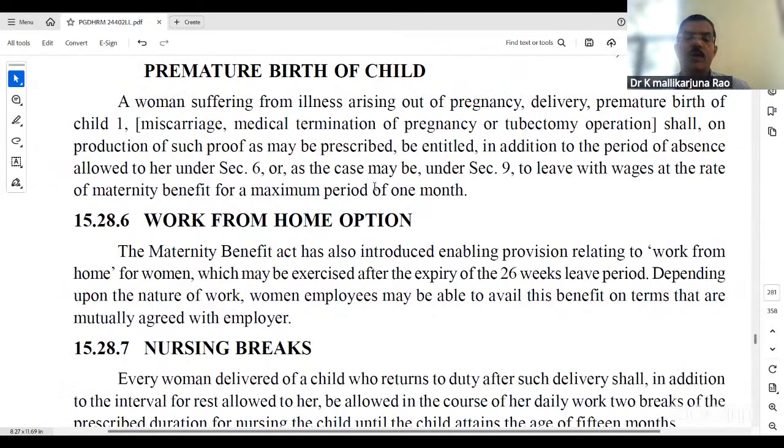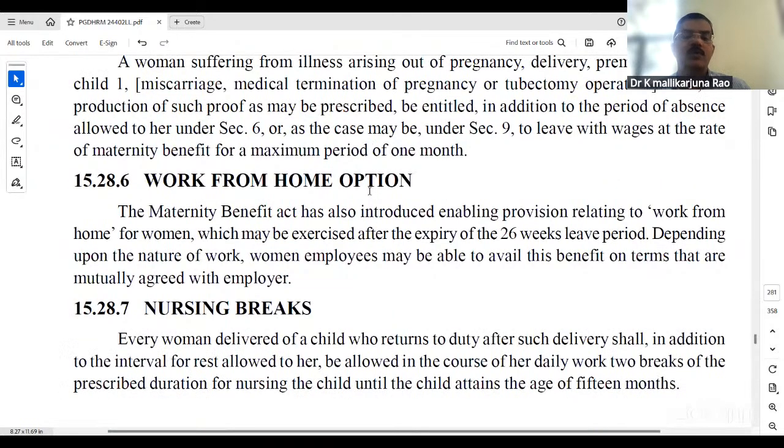So, the work from home option. The Maternity Benefit Act has also introduced enabling provisions relating to work from home for women, which may be exercised after the expiry of the 26 weeks leave period. Depending upon the nature of the work, women employees may be able to avail this benefit on terms that are mutually agreed with the employer.